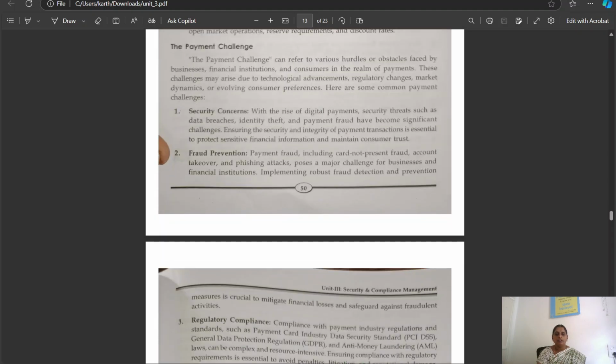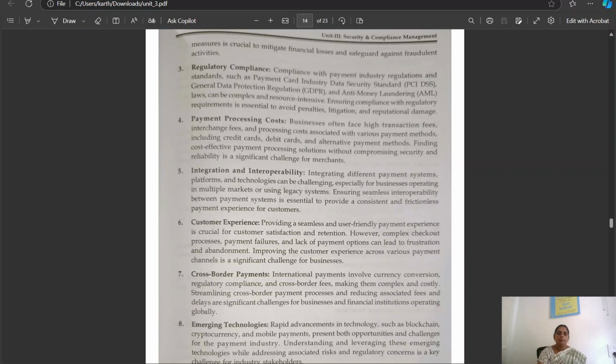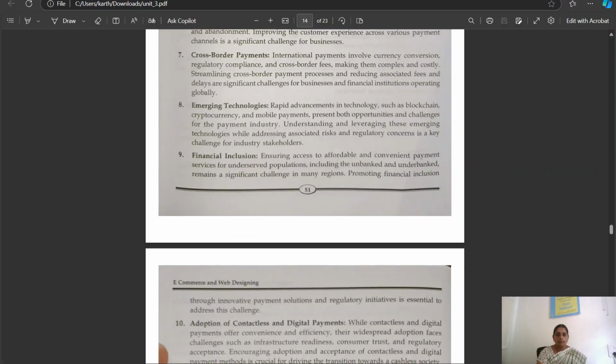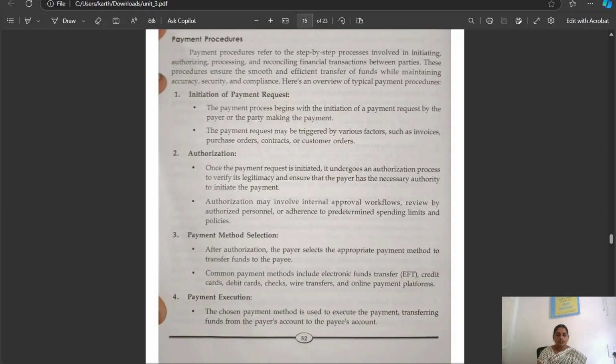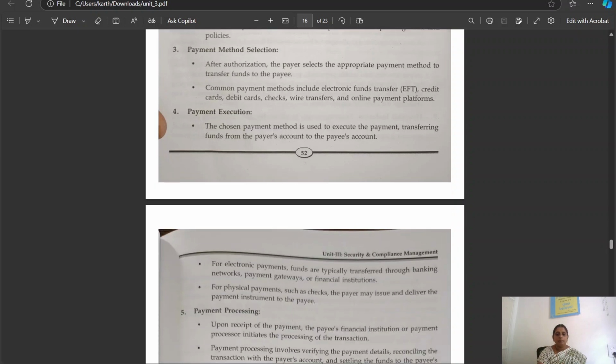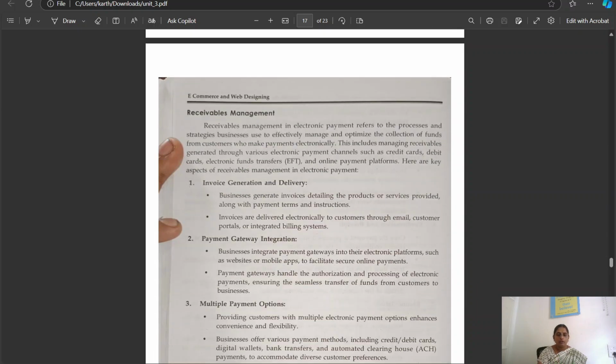And we have different payment challenges also. Payment challenges are security concerns, fraud prevention, regulatory compliance, payment processing costs, integration and interoperability, customer experience, cross-border payments, and etc. And coming to payment procedures, we can initialize the payment, authorization, and then payment method selection, payment execution, payment processing. And finally, confirmation with the receipt, and reconciliation, record keeping and further documentation.